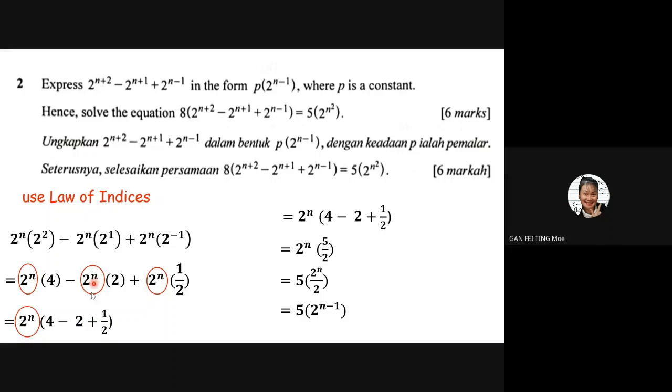Okay, in fact, some of you are very good. You tak payah langkah ini dan ini, terus you masuk langkah ini. So this langkah is for step by step. See which one. Ini langkah penting. Mesti ditunjukkan. Okay, the common factor, the keyword here. So ini penting.